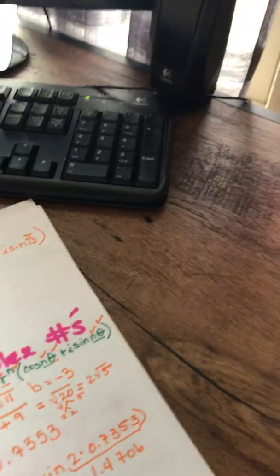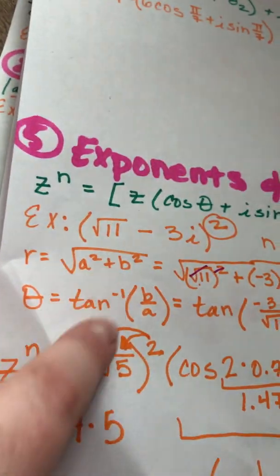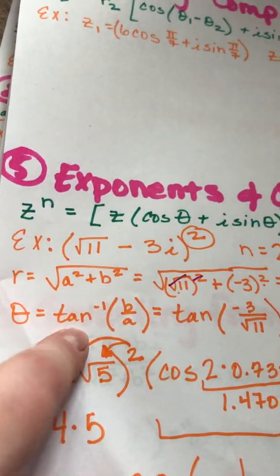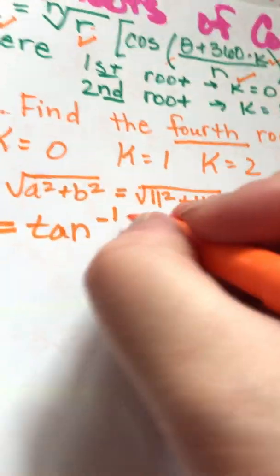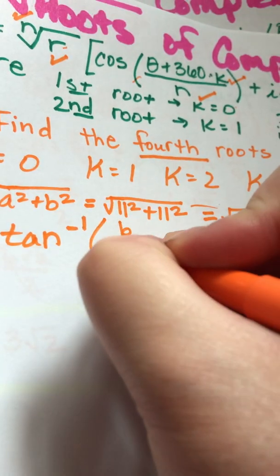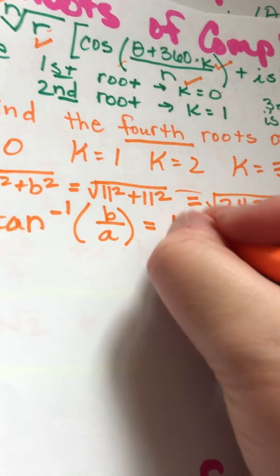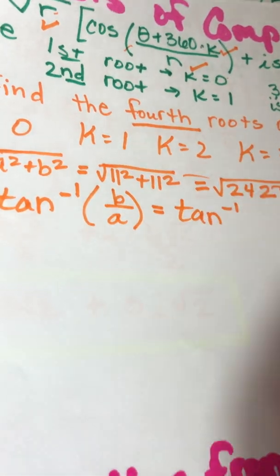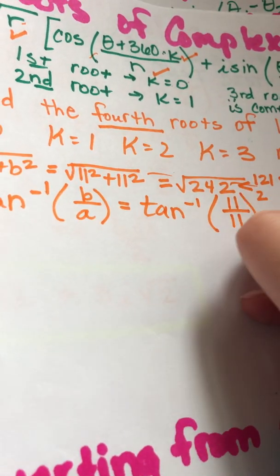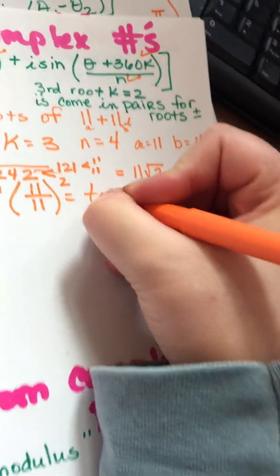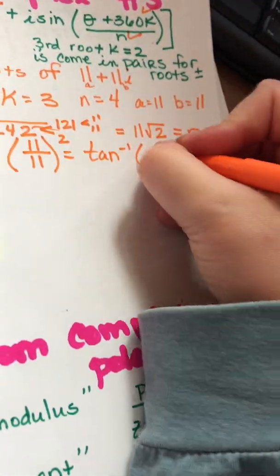Just write that down. Oh, we just did that one when we were talking about exponents of complex numbers. So tan inverse of b over a. It's kind of like tan inverse of y over x. Okay, so this makes tan inverse of my b, which is 11. My a is 11. So that makes tan inverse of 1.